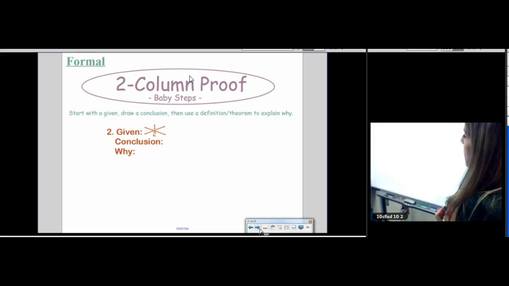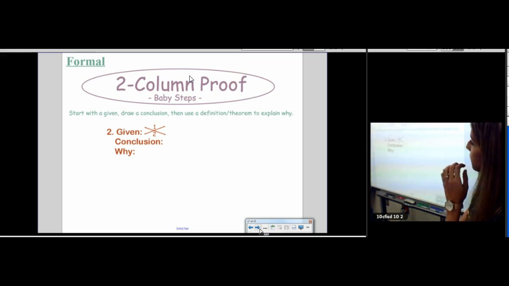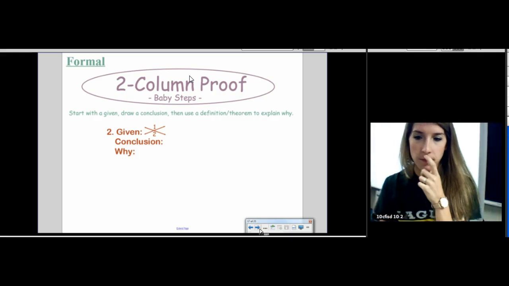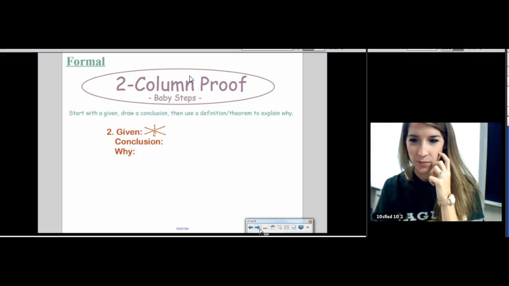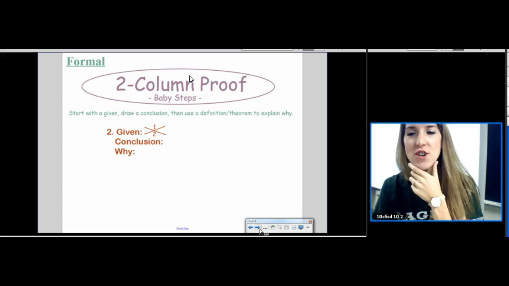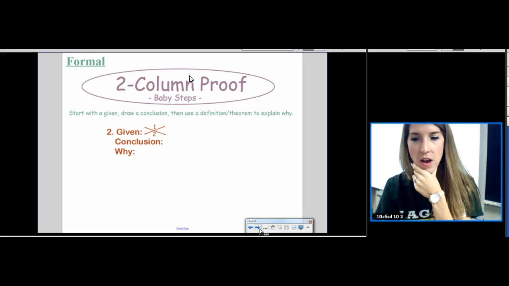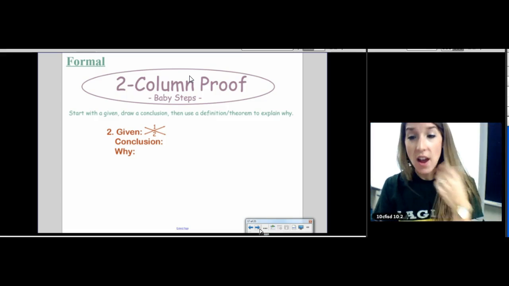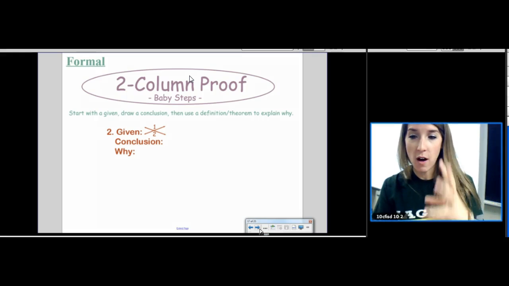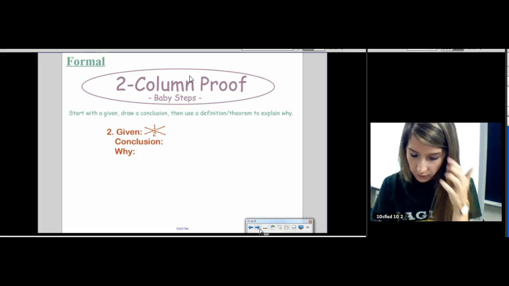Next one, given. What do we know about those angles? They are vertical angles. You know what? For our class, we're going to just count that in the given.